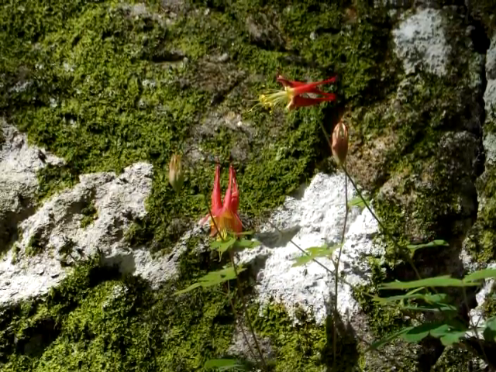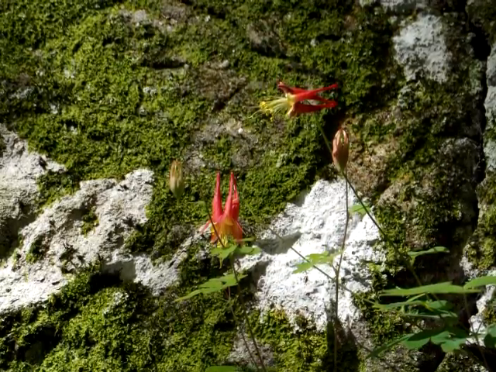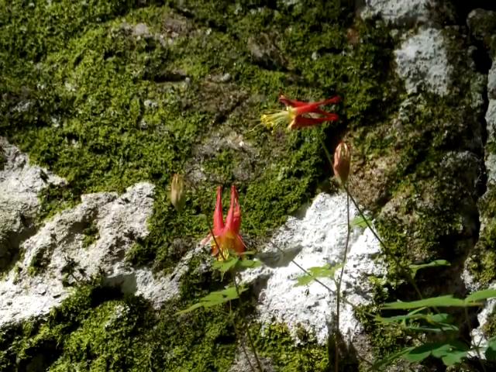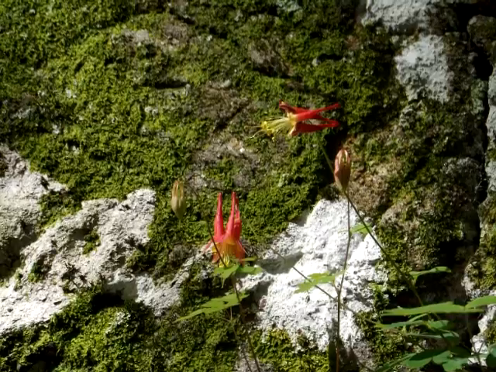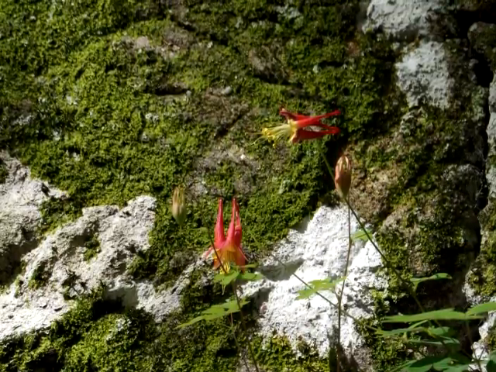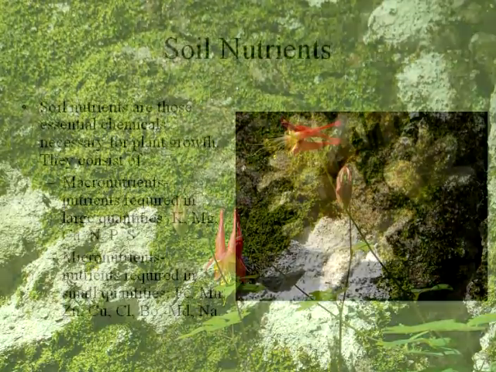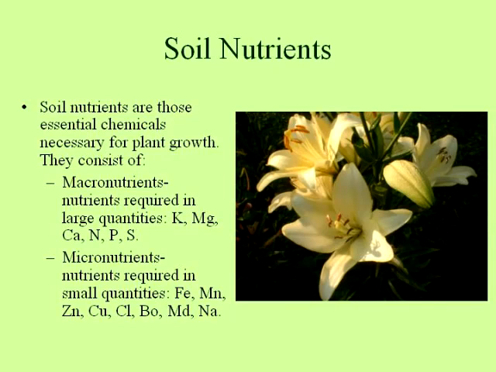And then in this crack, over time, as this rock has weathered and as wind has blown materials, we've had a little bit of soil accumulate there. And so this soil has particular kinds of chemical characteristics that allow this plant to produce these red and yellow flowers. Here are the two principal classes of soil nutrients. The major class would be the macronutrients, those chemicals that plants need in large quantities, notably potassium, magnesium, calcium, nitrogen, phosphorus, and sulfur.